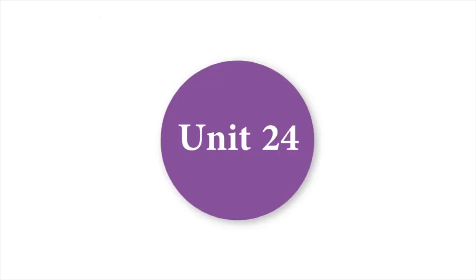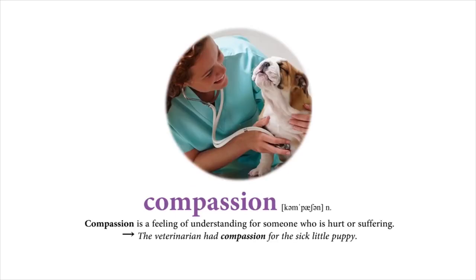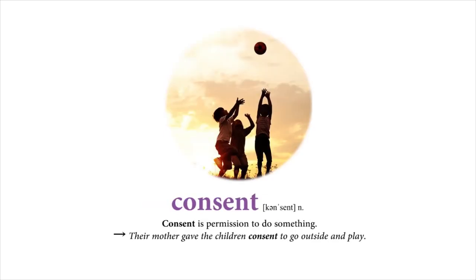Unit 24. Word list. Cherish. To cherish something means to hold it as very important. I cherish this trophy I won. Compassion. Compassion is a feeling of understanding for someone who is hurt or suffering. The veterinarian had compassion for the sick little puppy. Consent. Consent is permission to do something. Their mother gave the children consent to go outside and play.